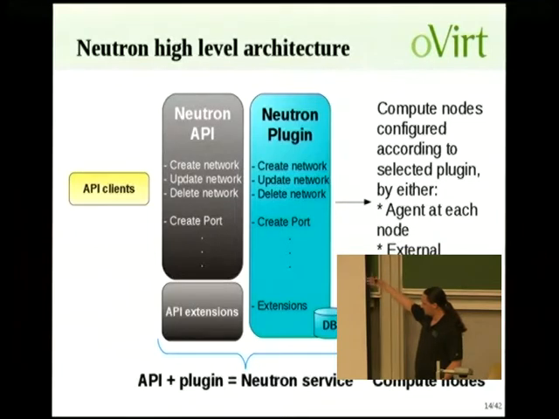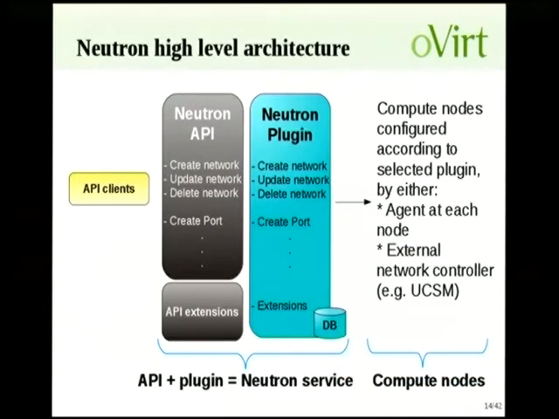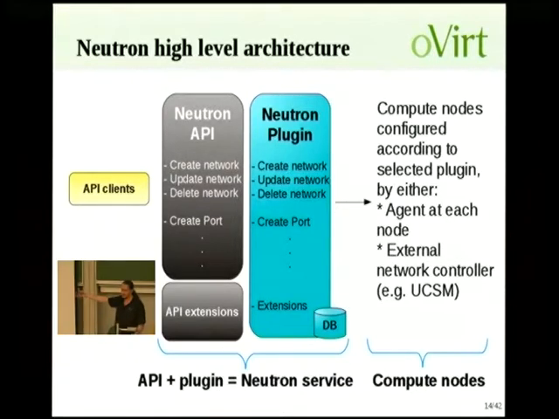So this is the top level architecture of Neutron. There are the API clients, and the Neutron API, which is a REST API for us. So basically there's the basic API, and there are also extensions which are not mandatory for a plugin to implement. And there's the plugin itself. It implements the base API and whatever extensions it chooses to implement. So that's the Neutron service.